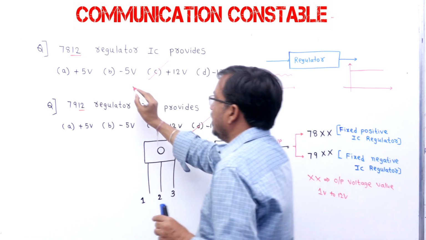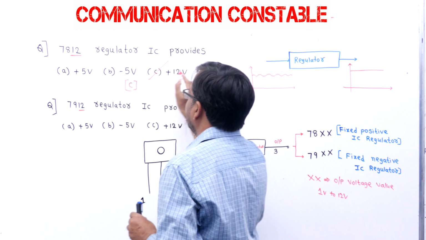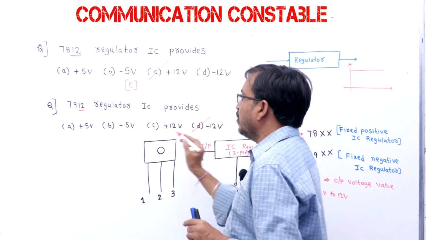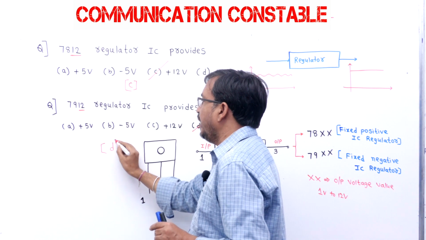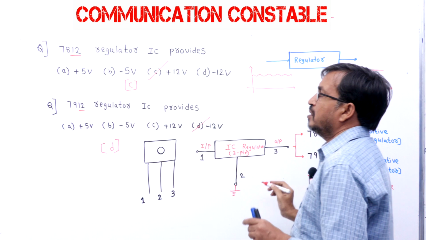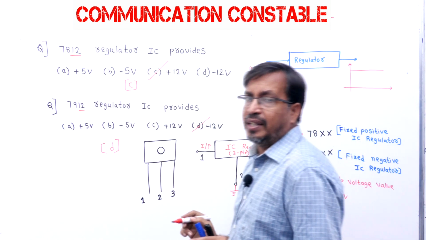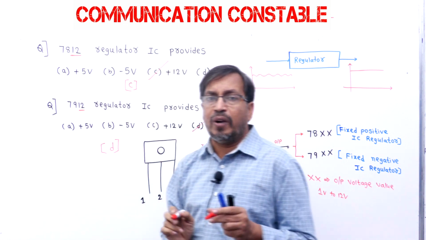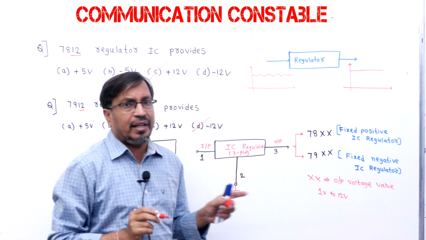First question answer C, 7812 regulator provides plus 12 volts. Second question answer is D, 7912 regulator IC provides minus 12 volts. So 78XX is a fixed positive IC regulator, 7912 is a fixed negative IC regulator.